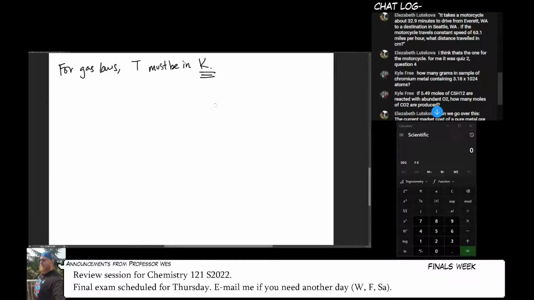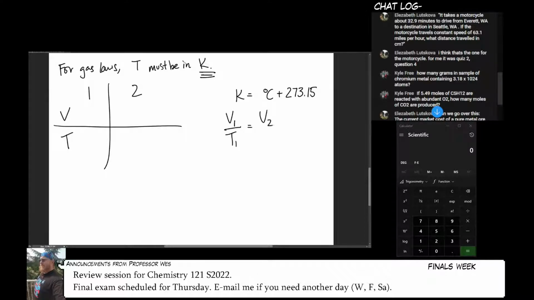And the formula for Kelvin, which we went over way at the beginning of the quarter, is that the temperature of something in Kelvin is whatever its Celsius temperature is plus 273.15. So let's write down a little grid here. And we'll use our formula to solve for whatever is needed.